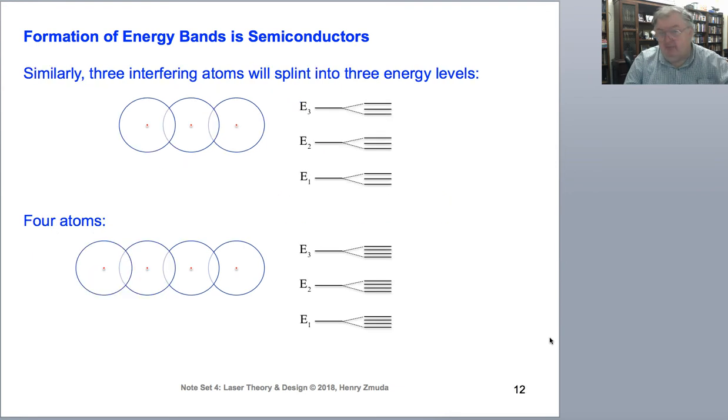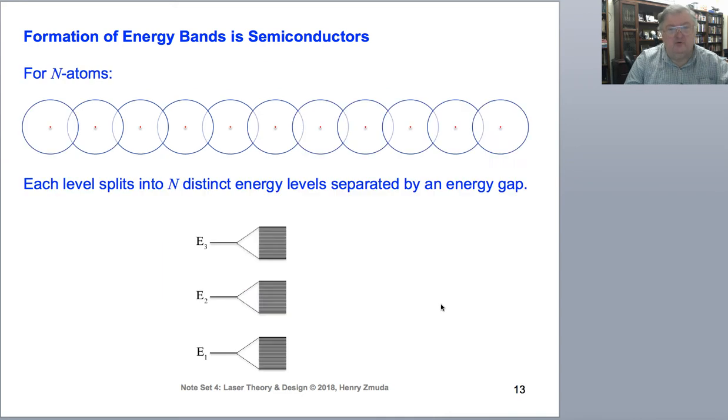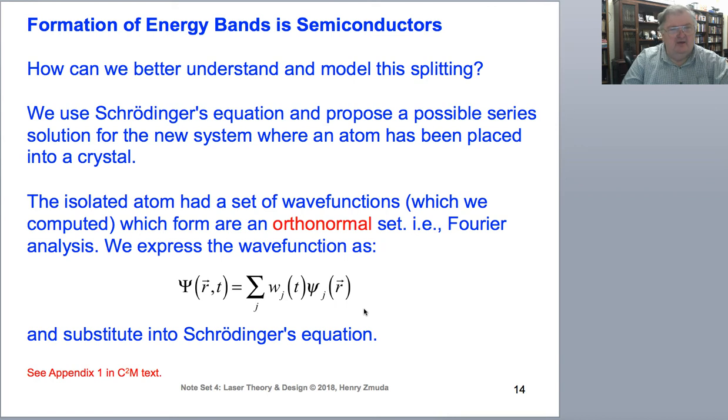Again, why does this happen? We can go on. If we had 3 atoms, we'd split into 3 energy levels. If we had 4 atoms, we'd split into 4 energy levels. If we had N atoms, we would split into N distinct energy levels. So again, this is very qualitative, but I want to give a sense of how this happens.